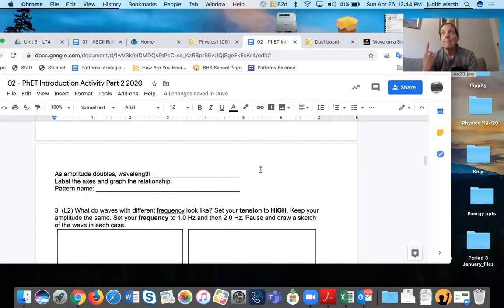Is it, if I doubled the amplitude, did I double the wavelength? That would be linear. If I doubled the amplitude, did I quadruple the wavelength? That would be quadratic. If I doubled the amplitude and cut the wavelength in half, inverse. If I doubled the amplitude and nothing happened to the wavelength, horizontal. So I'll put a graph over here, and then I want you to label this.